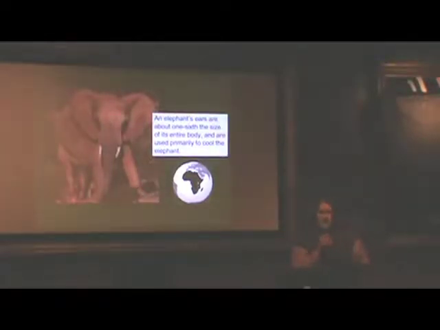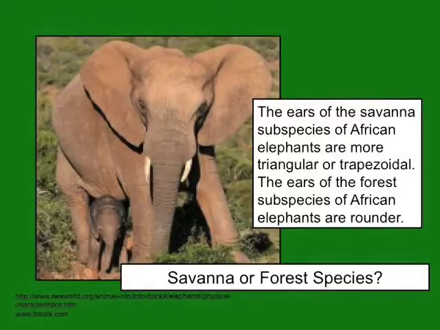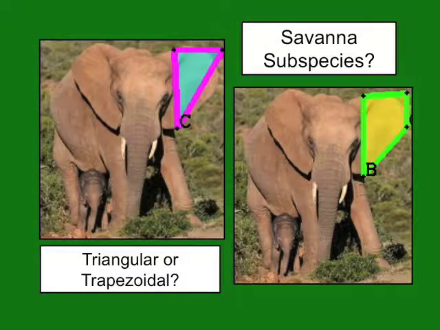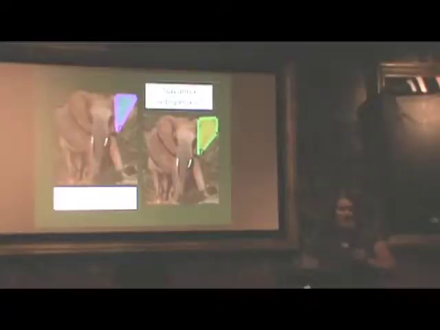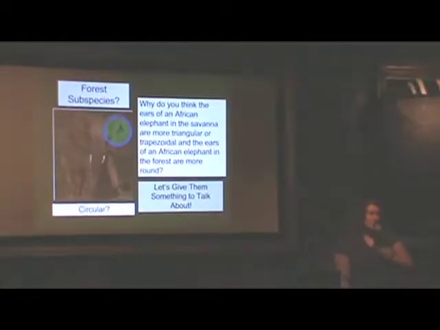And did you know an elephant's ears are about 1/6 the size of its entire body? And did you know the ears of the Savanna subspecies of the African elephants are more triangular or trapezoidal? This is a middle school topic students can approach. The ears of the forest subspecies are rounder. Okay, so now I'm looking at this elephant, I'm superimposing a triangle and a trapezoid, and I'm saying, hey, do we think that this particular subspecies is of the savanna, triangular or trapezoidal? Or do we think it's actually of the forest subspecies? Are the ears more circular?